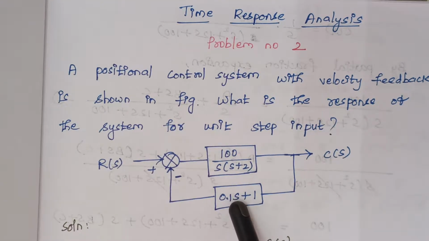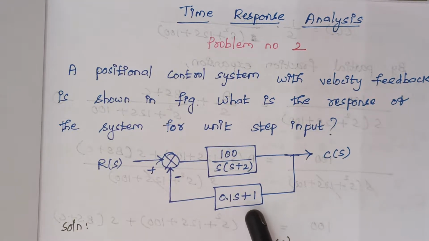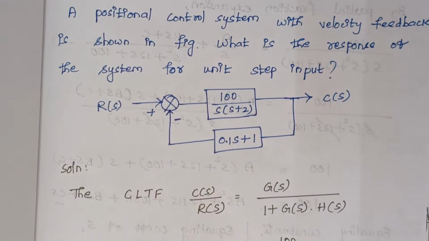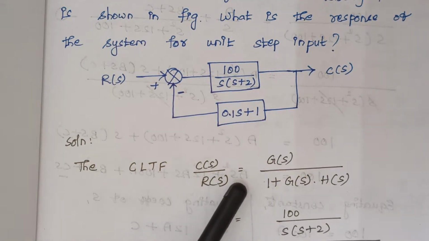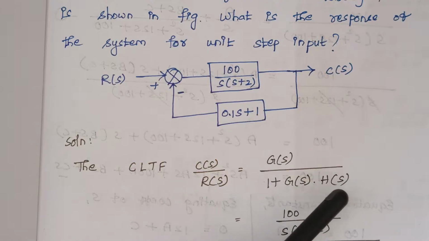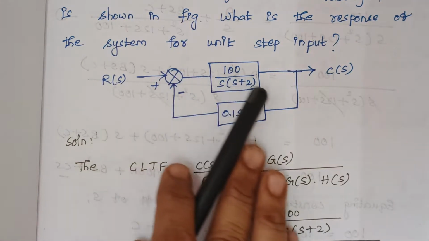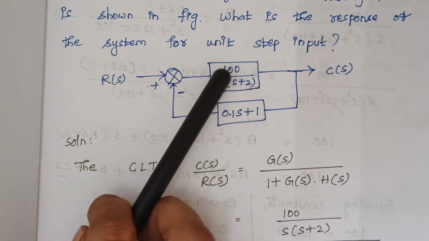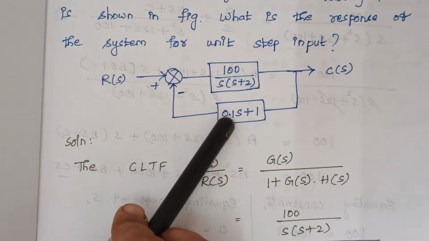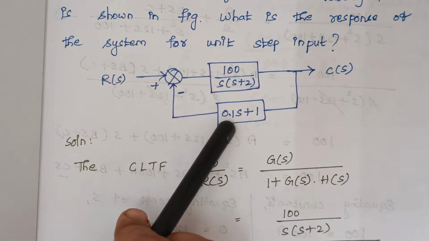So our first step is to find the closed loop transfer function. As we all know, the general expression is C(s)/R(s) = G(s) divided by 1 plus G(s) into H(s). Here from this diagram, this is our G(s), the feed forward element, and this is our H(s), the feedback element, right?